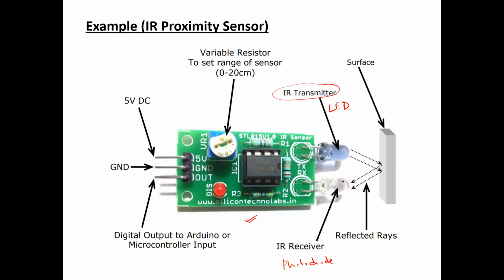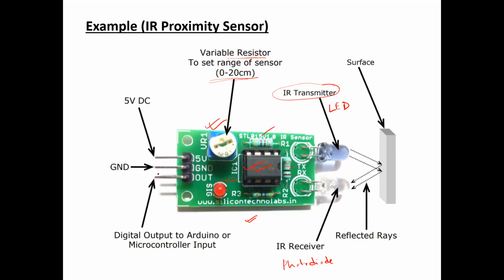And what are the other components present apart from the LED and the photodiode? There are a few resistors connected, and a potentiometer, by varying which it can be determined up to which distance a particular object can be detected. And there is an op-amp circuit over here. An op-amp IC is present over here. This red LED is actually an indicator LED. So when an object is detected, this LED is supposed to glow.